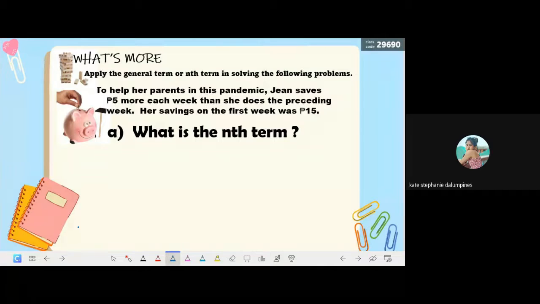Apply the general term or end term in solving the following problems. To help her parents in this pandemic, Jean saves 5 pesos more each week than she does the preceding week. Her savings on the first week was 15 pesos. What is the end term? Okay? So, kung ang first week niya is 15 pesos and she is adding 5 peso more every week, ano daw yung ating end term?